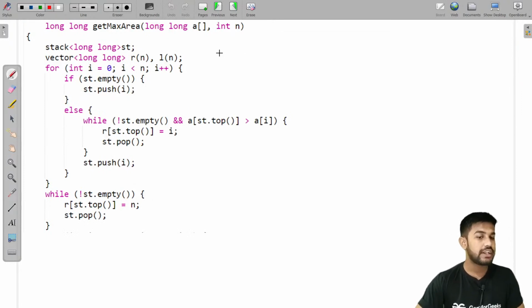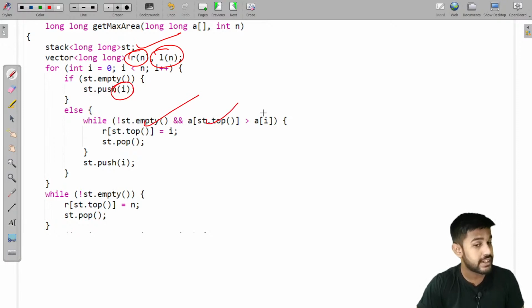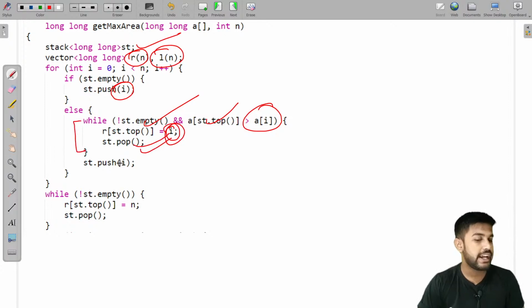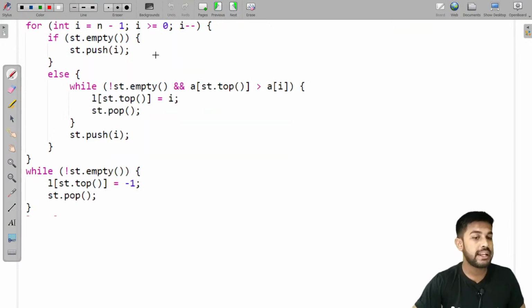First we would calculate the next smaller element on the right hand side. We would initialize a stack with long, for the right side array and the left side array. If the stack is empty, we can't do anything, we would just push the indexes. If the stack is not empty and the element which is already inside is greater than the current element, we would just mark the index and then pop it, and this would go on till this is true. At the end, we would just insert, and whatever elements are remaining, we would mark as the last value. Then we would mark the other side also. We would do the same thing, just the iteration would be n minus 1 to 0 and the value would be minus 1.